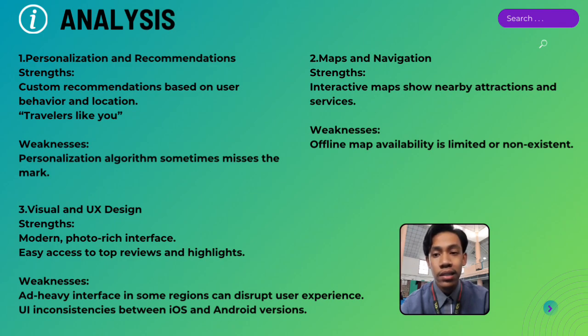And the last one we find is visual and UX design. The strength for visual and UX design is a modern, photo-rich interface and easy access to top reviews and highlights. But for the weakness, as advertised, a heavier interface in some regions can disrupt user experience, and there is also UI inconsistency between the iOS and Android versions.